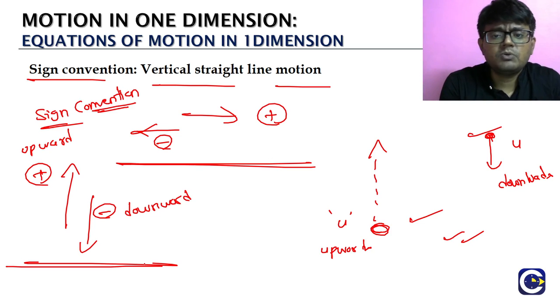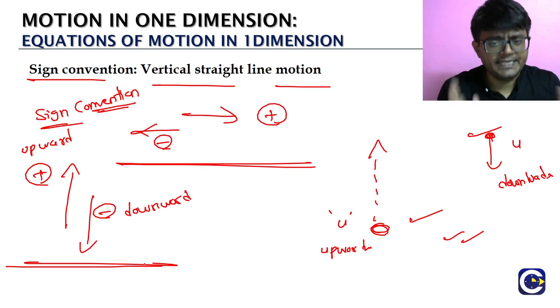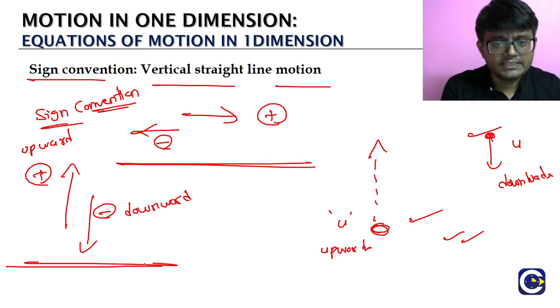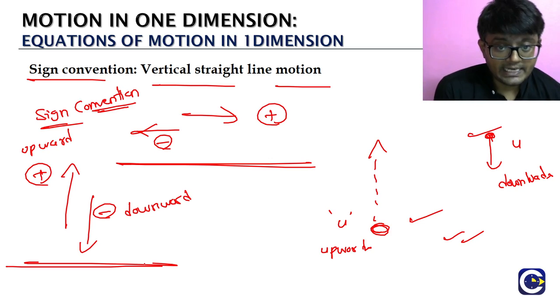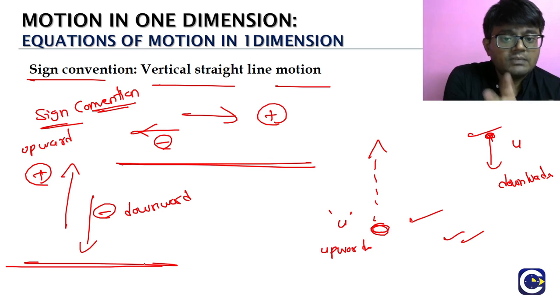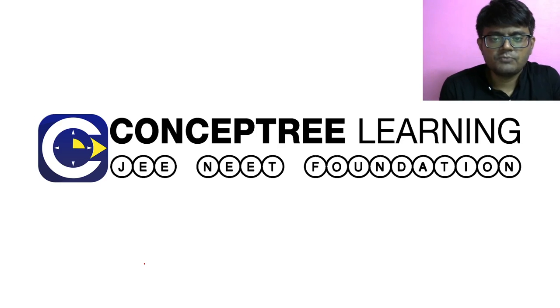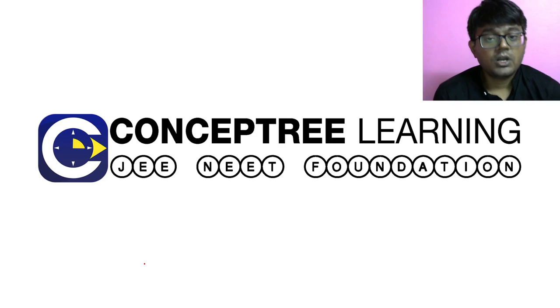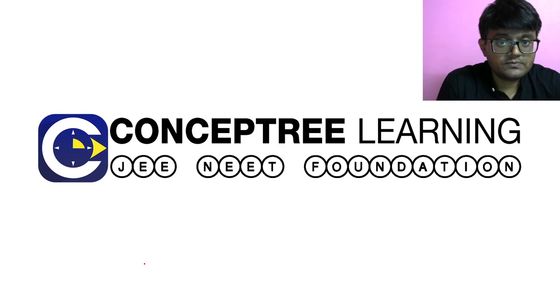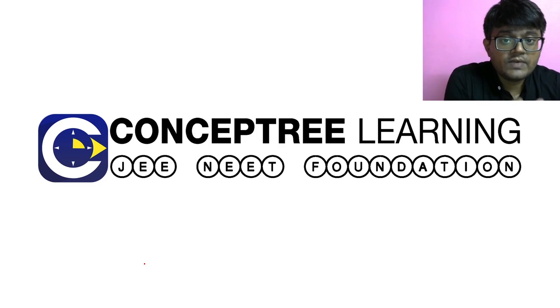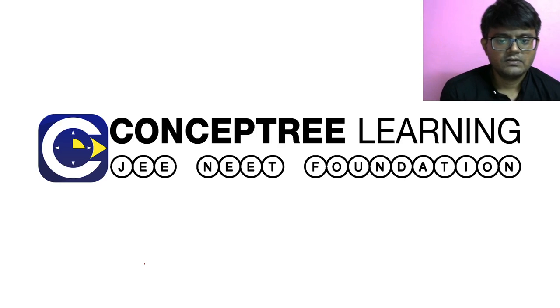Anyway, we'll discuss vertical straight line motion in a separate video in detail, because we have multiple cases to discuss and some standard results. So this is about the equations of motion in 1D and the idea of sign convention we use while following the scalar form of equations. We'll get the scalar type of equations in 1D motion with uniform acceleration, but while using the equations we have to follow the sign convention. We'll see in the next video.